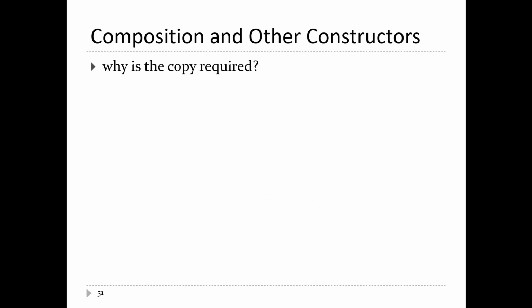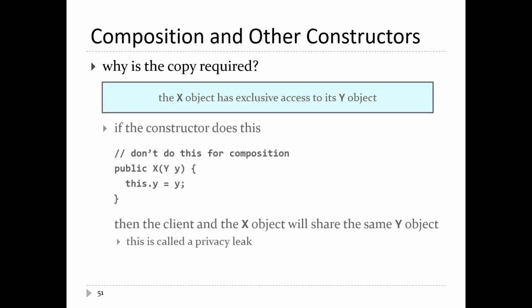So why is that copy required? If you're implementing a composition and you write this.y equals y, what you're saying is your Y object is the same object as the incoming Y object. And you no longer have a composition because X no longer has exclusive access to this.y.